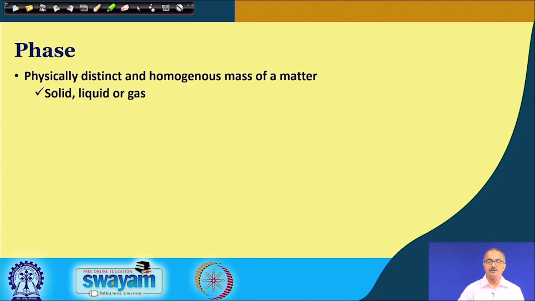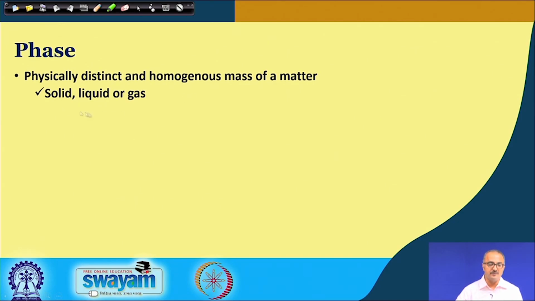Now, coming to the definition of phase. Phase we keep hearing in our day to day life, and we keep observing also many phases, like we see solid phase, liquid phase, gaseous phase. So, let us first define what is a phase. Phase is a physically distinct and homogeneous mass of matter. For example, we have water in liquid phase, ice in the solid phase, and water vapor in the vapor state.